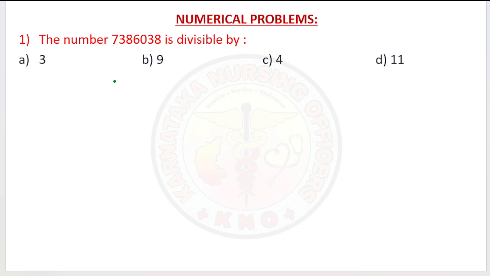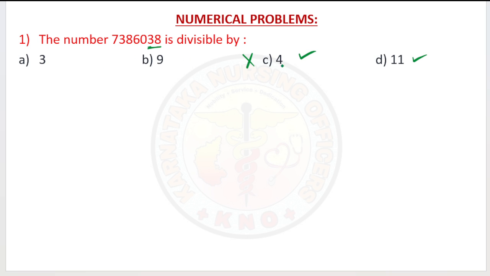So first let's check for 4, because for 4 we know the rule, right? We have to look for the last 2 digits. So 38. Is 38 divisible by 4? No. So there is no 38 in the 4 table. Correct? So 4 nines are 36, 4 tens are 40. There is no 38 in the 4 table. So this option is eliminated. Now let's see for 11.